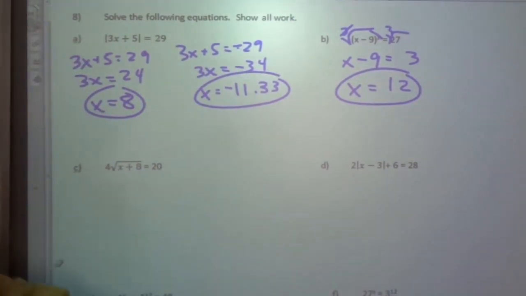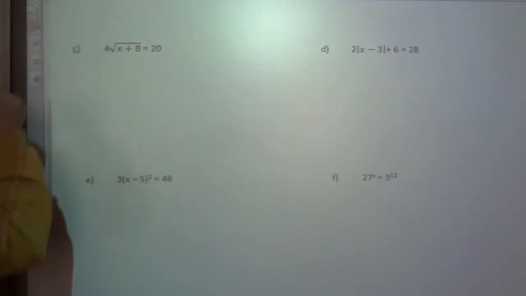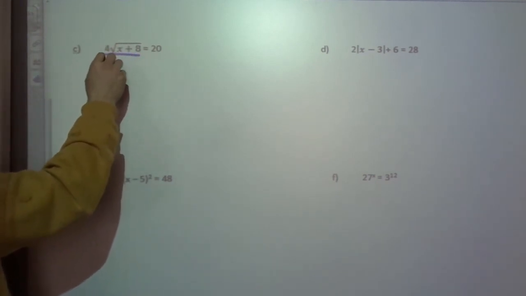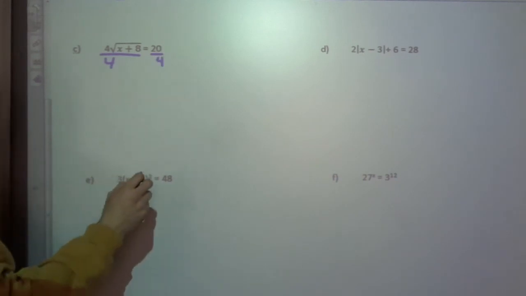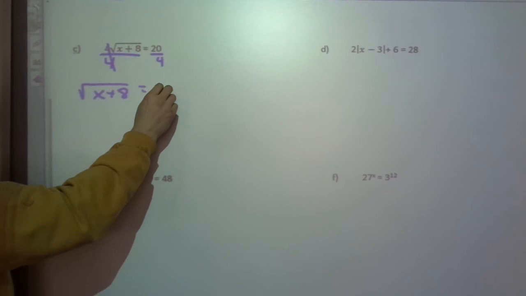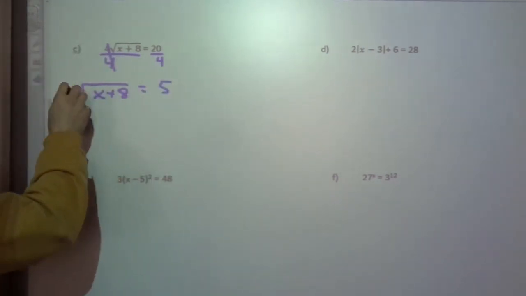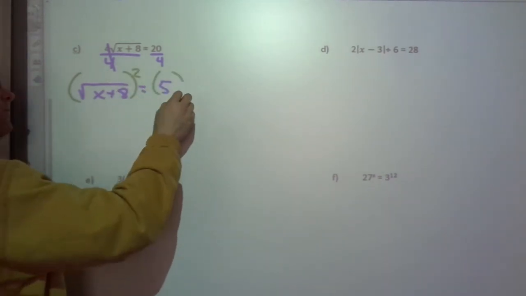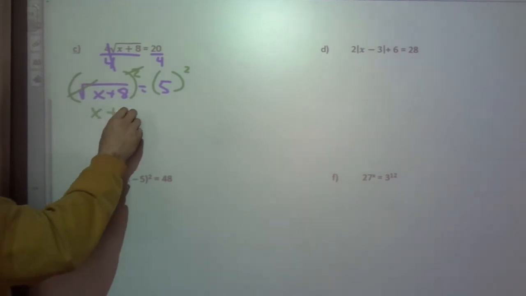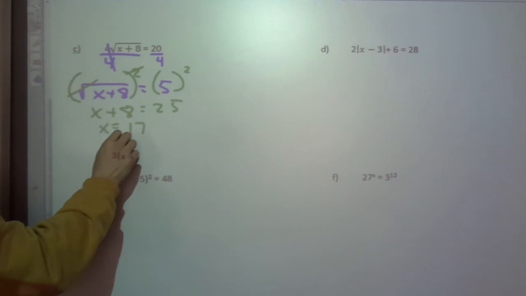Down here, I would love to square this square root and undo the squaring, except for this 4. When you have a 4 in front, we have to get rid of that first. It's being multiplied, so let's divide it. So that gets rid of this and leaves square root of x plus 8 equals 5. Now I can square both sides because the whole left side is being square rooted. So when I square the whole side, it'll cancel. x plus 8 equals 25. So if I subtract 8, that gives me 17.